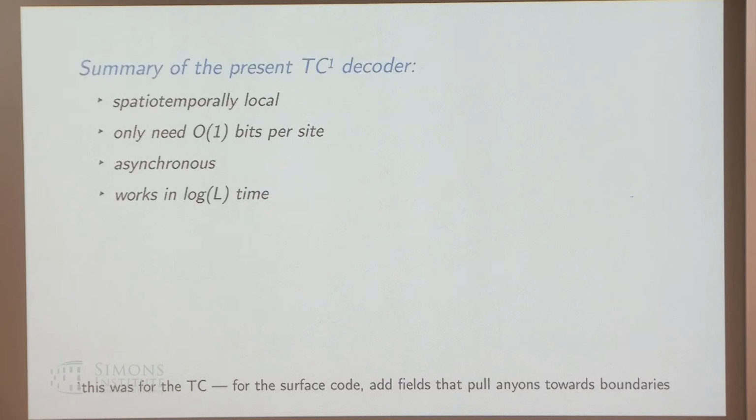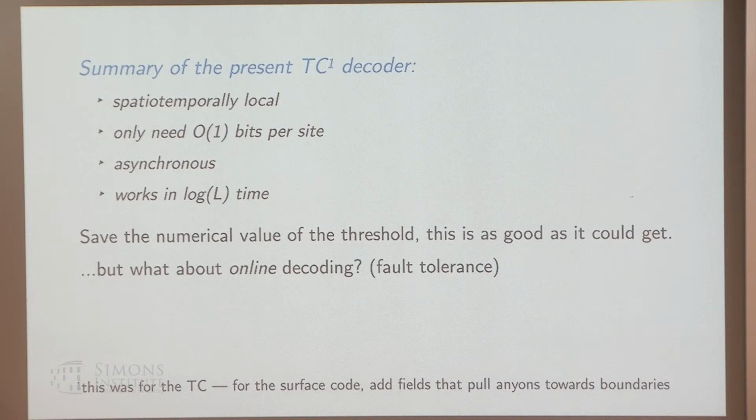Yeah, so just to summarize what was learned in the last couple of slides, maybe I flashed through a bit quickly, is that for the toric code, we have a local, spatio-temporally local offline decoder, which I didn't really describe the memory requirements on each site, but you can make it work with only order 1 bits per site. It operates asynchronously, and it converges in log L time. So this is, in some sense, the best that we could hope for for offline decoding. So these parameters can't really be improved.